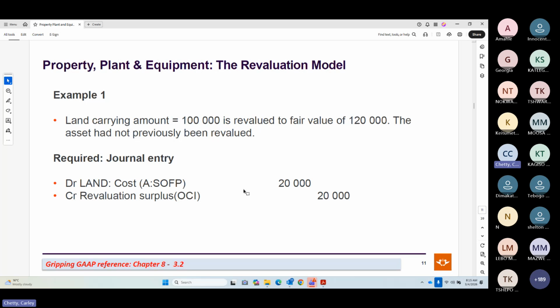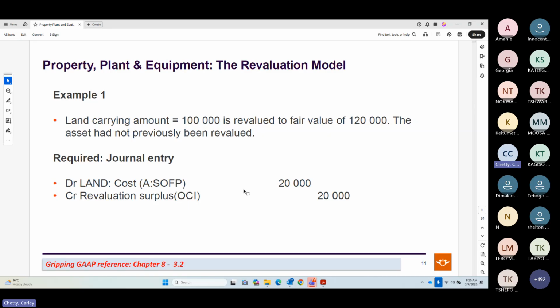So let's have a look at an example here. We have land with a carrying amount of 100,000, and this is revalued to a fair value of 120,000. The asset had not previously been revalued. You know that land is not depreciated, and they told us here that the land carrying amount is 100,000, and it is revalued to a fair value of 120,000.